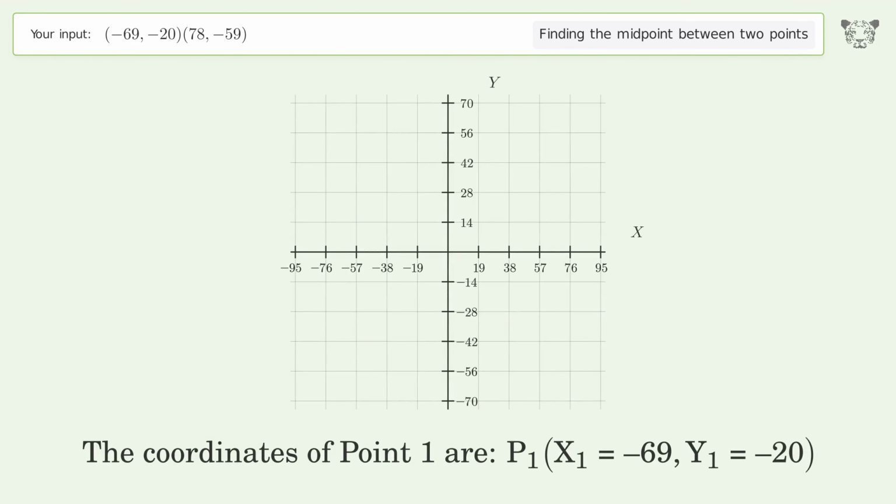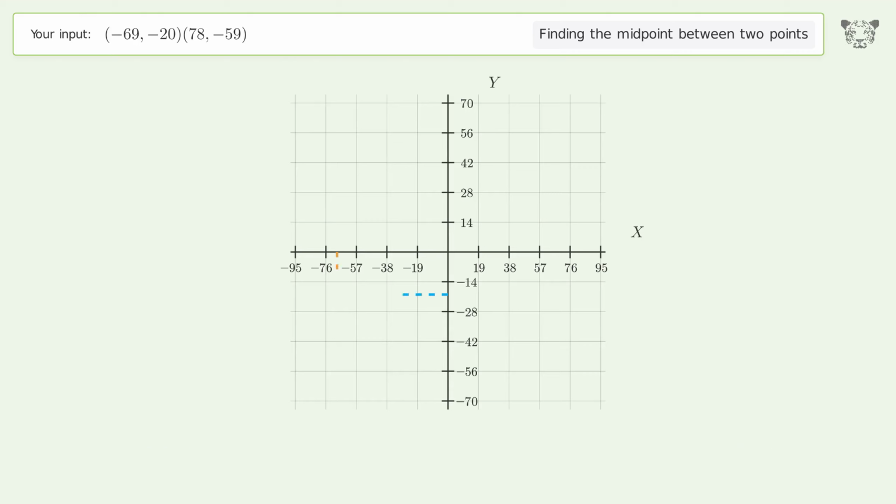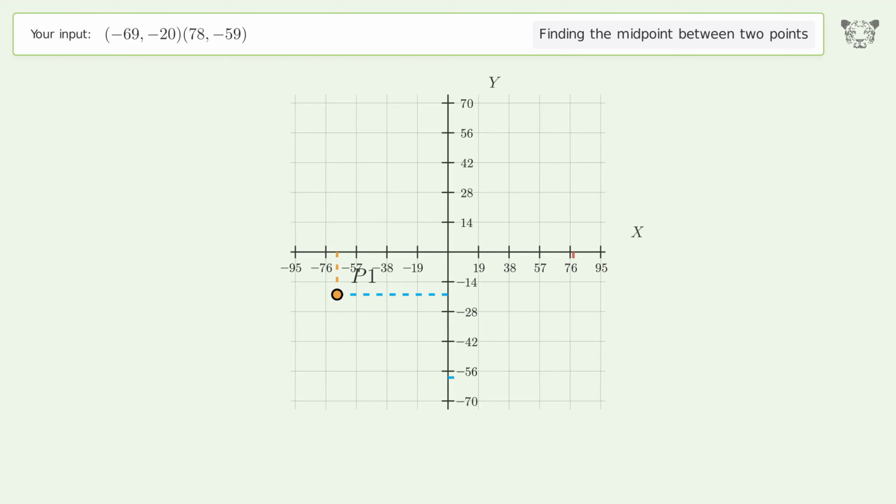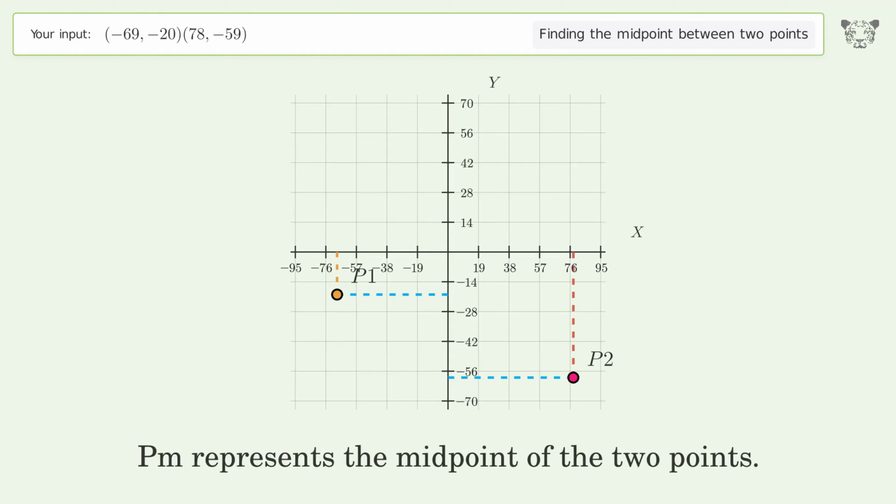The coordinates of point 1 are, x1 equals negative 69, y1 equals negative 20. The coordinates of point 2 are, x2 equals 78, y2 equals negative 59. PM represents the midpoint of the 2 points.